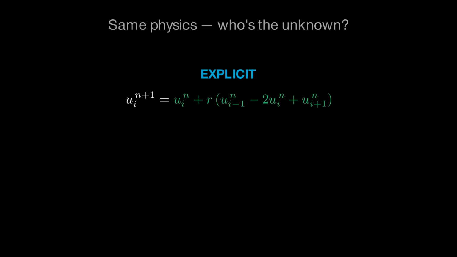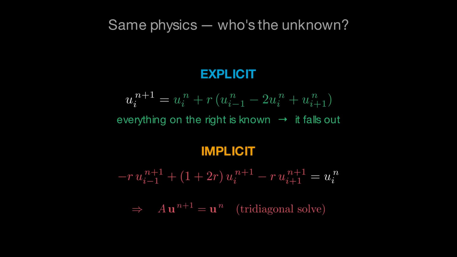Explicit: the new value at a cell equals the old value, plus the diffusion number times the curvature of the field. That curvature is the left neighbor minus twice the center, plus the right neighbor, all at the old level. Every term on the right is known, so the new value just falls out. Implicit puts that same curvature at the new level. Move the unknowns to one side, and the 3 new values, left, center, and right, sit locked together in one equation. Write one per cell, and you get a tridiagonal matrix, a single system you solve once for the whole new field. Same physics, same curvature. The only difference is whether the unknown stands alone on the left or sits buried among its neighbors.